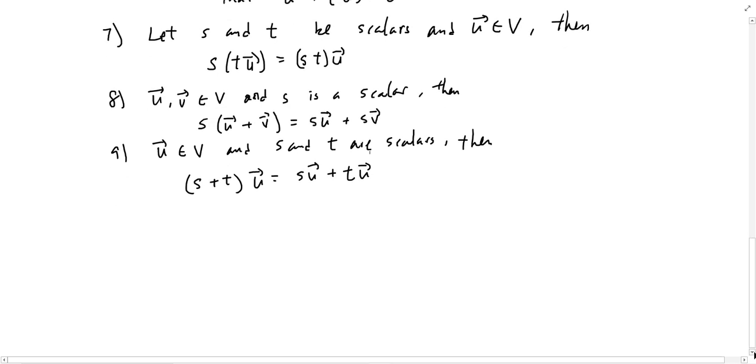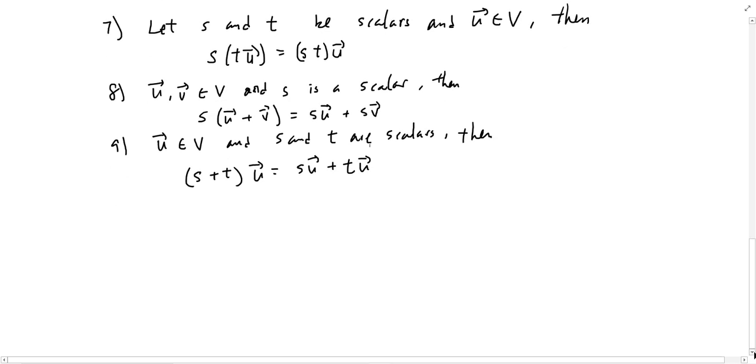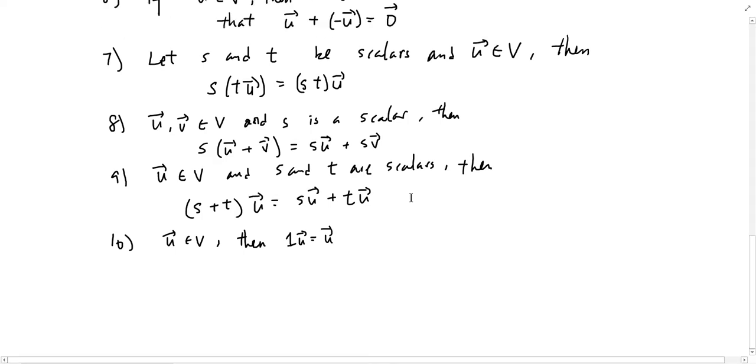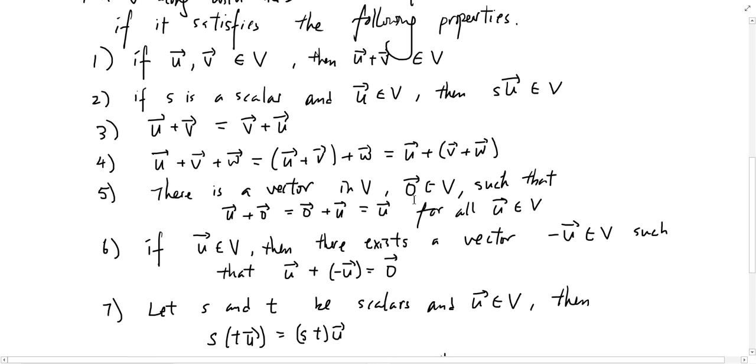And now is the last property that we need to have, and that will be number 10, which states the following: if vector u is in V, then 1 times vector u would just be vector u. So these are 10 properties, but if you think about them, none of them are surprising. None of these are things that you don't know. As a matter of fact, our basic real numbers will satisfy all 10 of these properties.